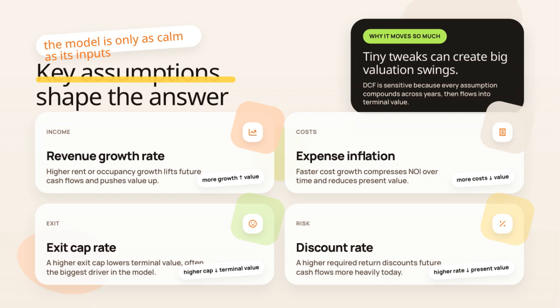A higher required return means future cash flows are discounted more heavily, which lowers present value. So, higher risk equals lower value today. All these assumptions interact, and understanding how each moves the model helps us interpret results with confidence.